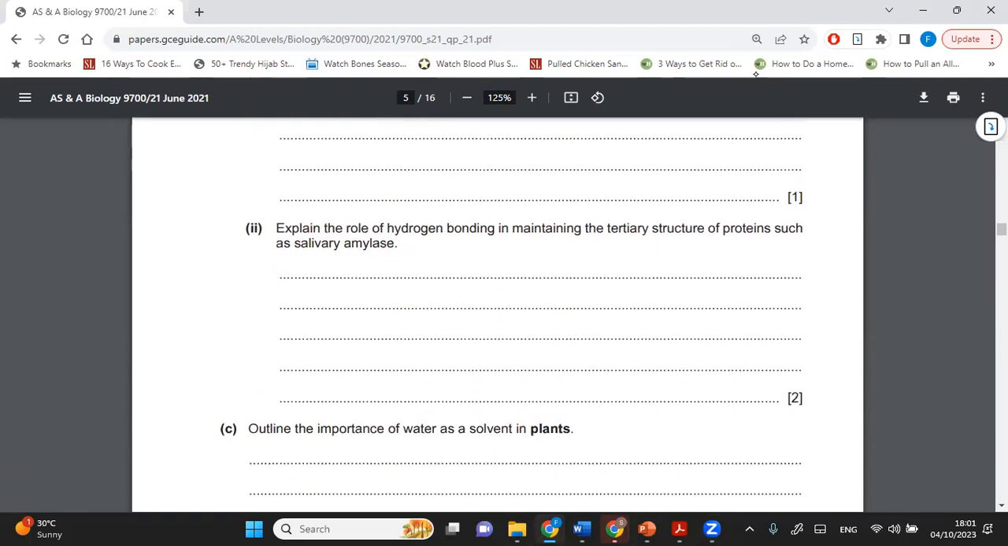Next, they're saying explain the role of hydrogen bonding in maintaining the tertiary structure of proteins such as salivary amylase. What is the role of hydrogen bonding in maintaining the tertiary structure of proteins? What do you guys think? What should I say? How does hydrogen bonding maintain a tertiary structure?